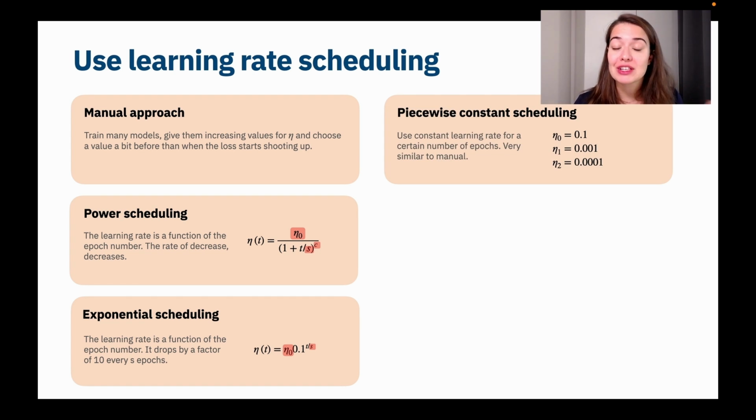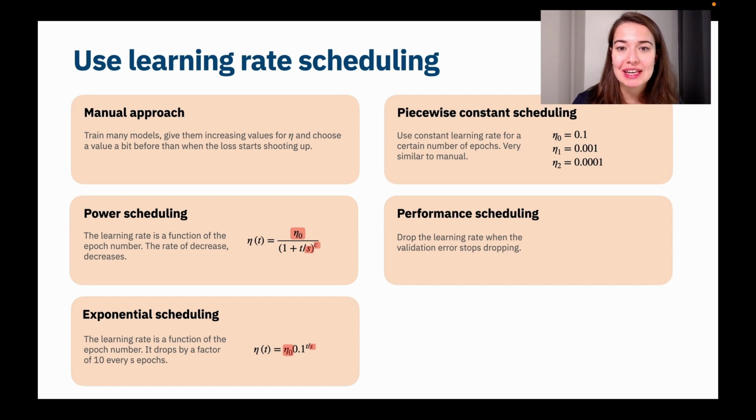Then you have piecewise constant scheduling. That one is very simple. You just basically determine what the learning rate should be in every epoch or every range of epochs. So you can say it should start with 0.1, and then after 10 epochs, it should be 0.001, and after 20 epochs, it needs to be 0.00001, for example. So that's kind of predetermined piecewise scheduling of the learning rate.